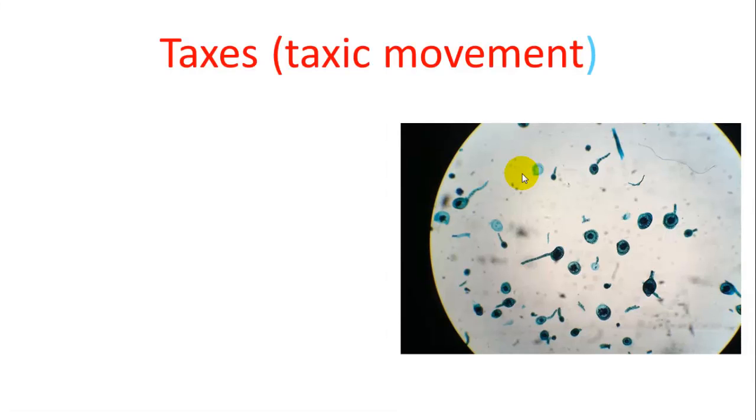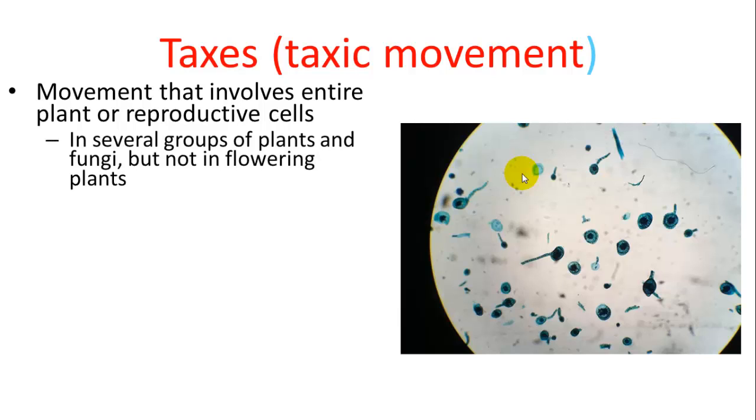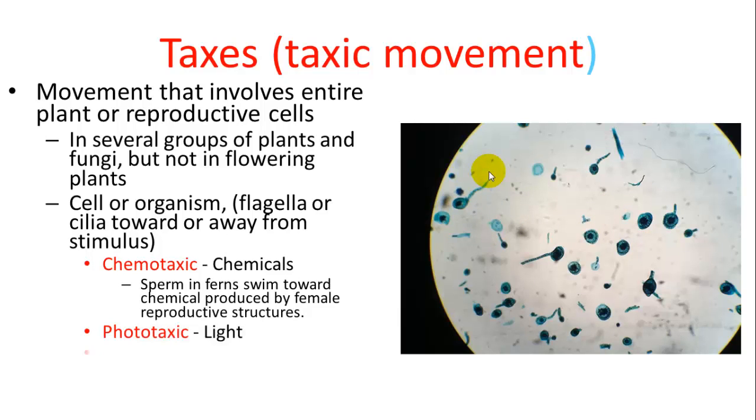Okay, then you also have taxic movements, taxis, which is the whole entire plant or reproductive cell moving. This does not really occur in flowering plants, but will occur in other types of plants like ferns, which have flagella or cilia, which can move. So here's some fern sperm here. They can move in water, toward or away from a stimulus. They can be chemotaxic, phototaxic, aerotaxic.